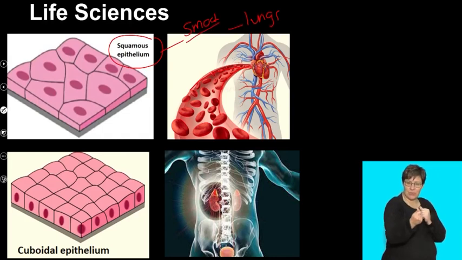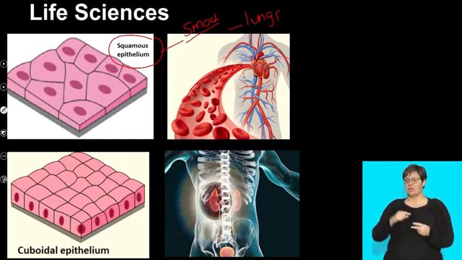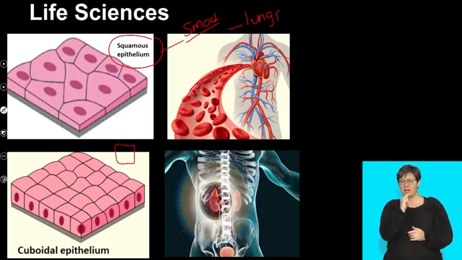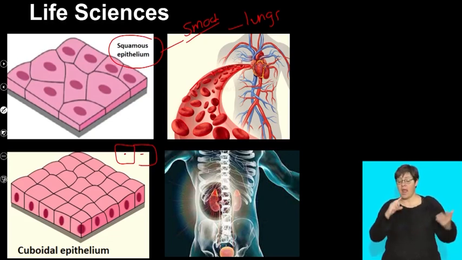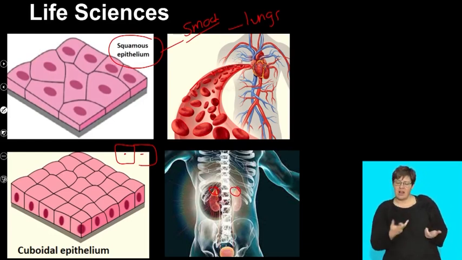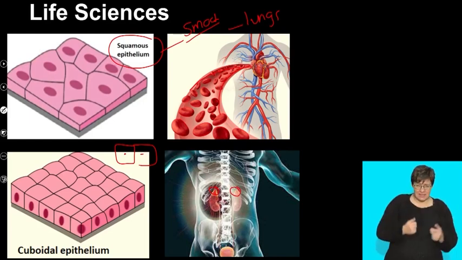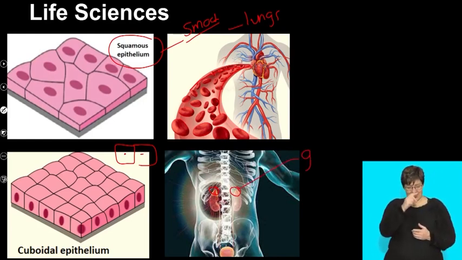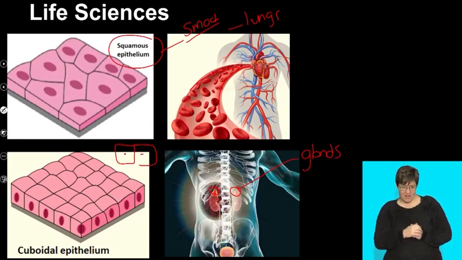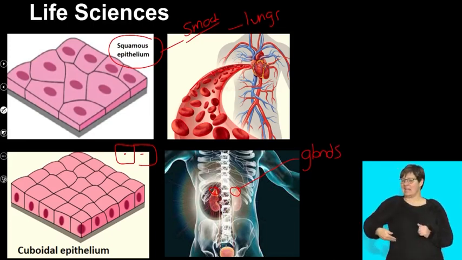Flat, smooth. Then we looked at cuboidal. What does cuboidal mean? It's a cube shape. It's as high as it is long. And we're going to find those in glands. That's why I put this picture over here. We're going to find it in our adrenal glands. Anywhere where we're going to secrete something, in our sweat glands, in our thyroid glands. So what's going to happen is we're going to find cuboidal in our glands. You're going to probably find that later on when you look at the kidney, etc.